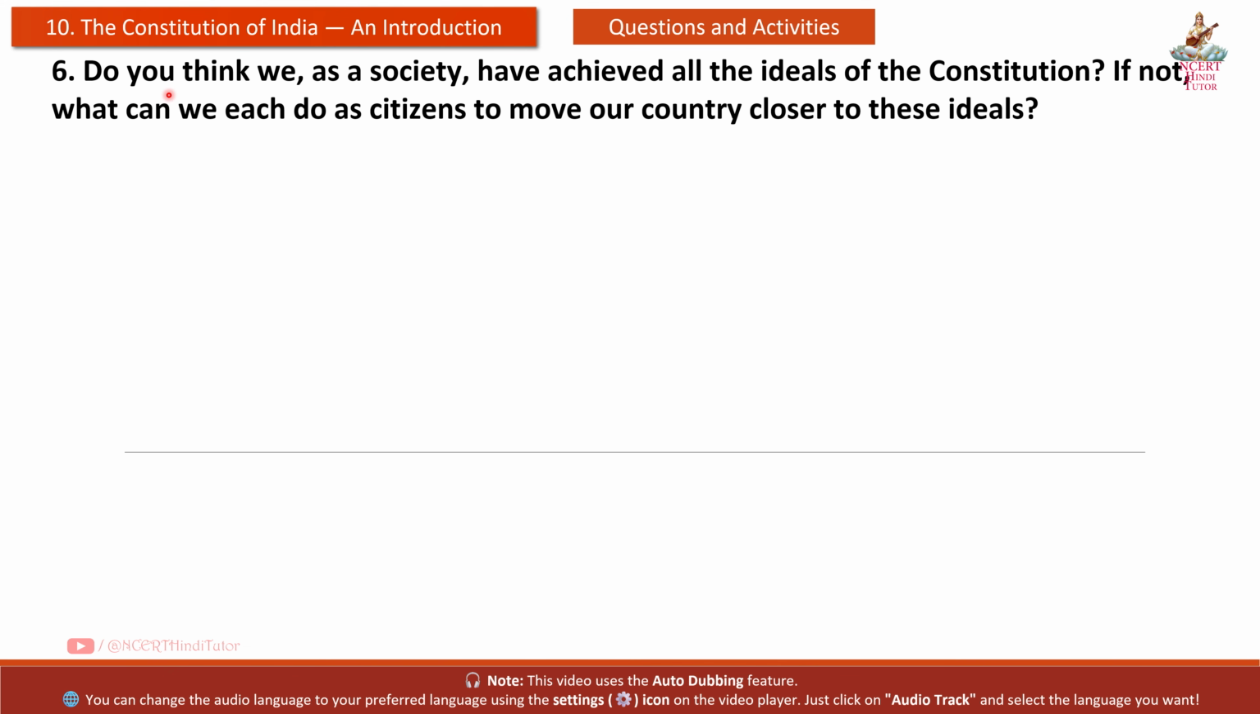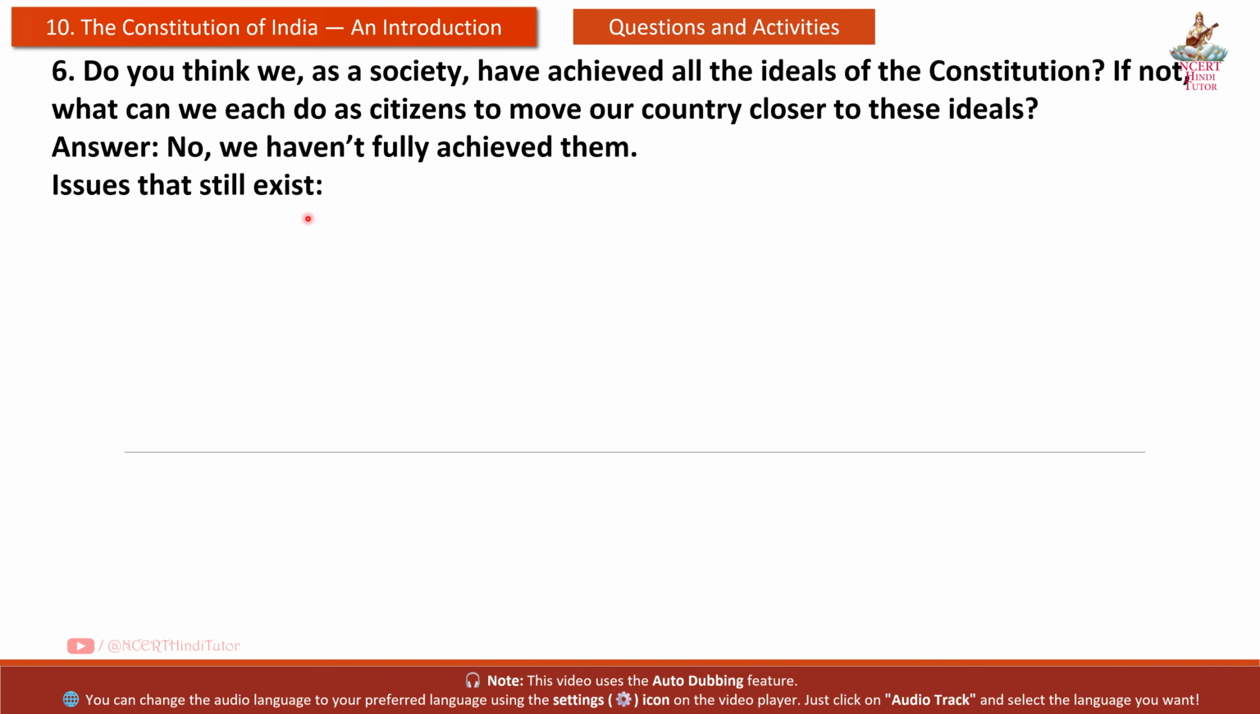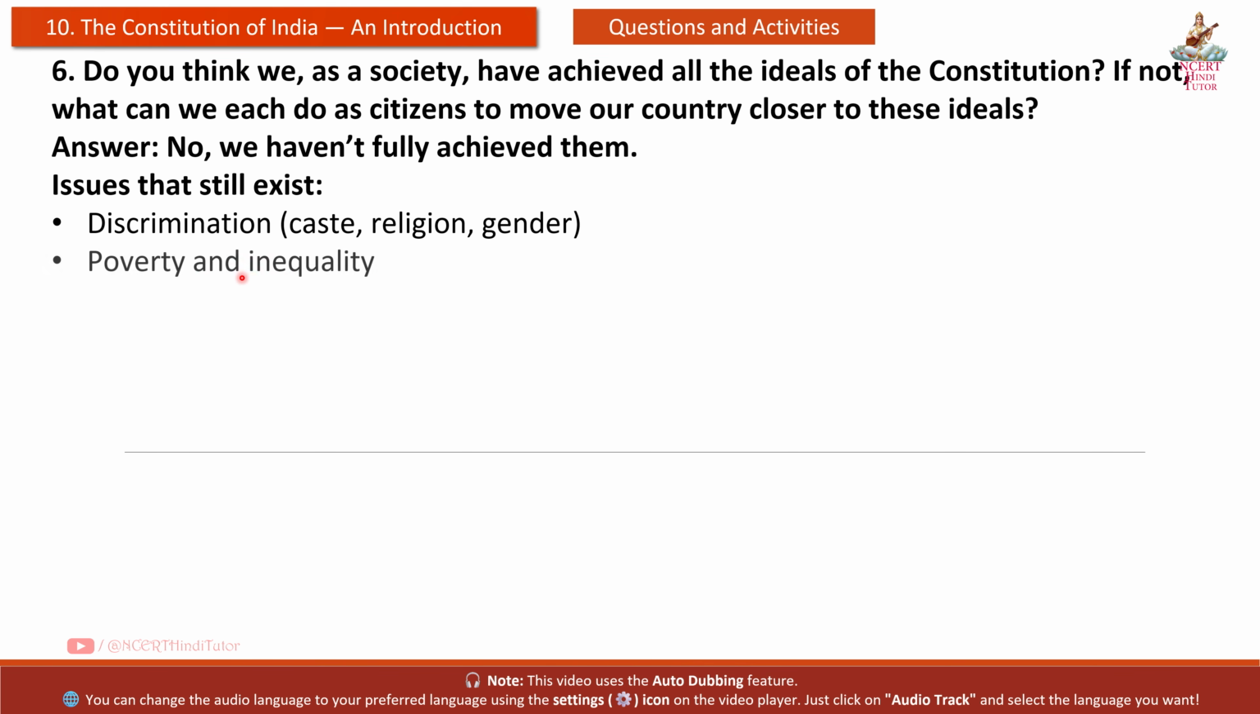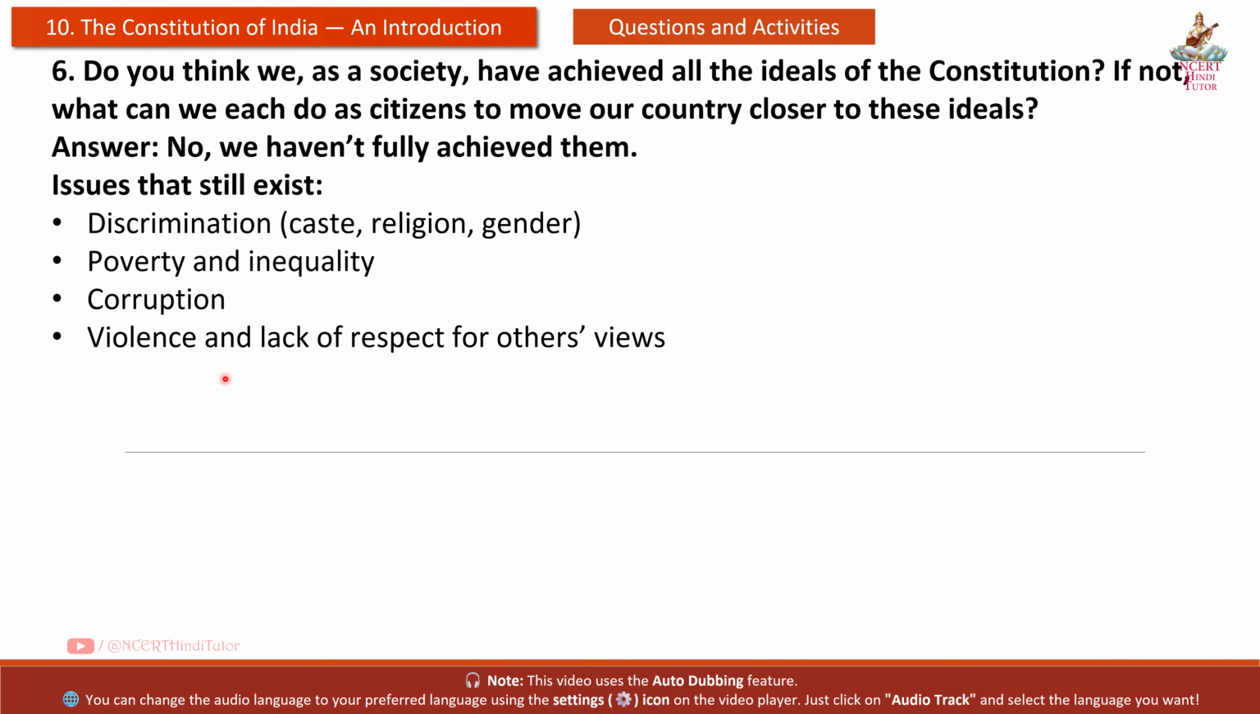Question 6. Do you think we as a society have achieved all the ideals of the Constitution? If not, what can we each do as citizens to move our country closer to these ideals? Answer. No, we haven't fully achieved them. Issues that still exist: discrimination, caste, religion, gender, poverty and inequality, corruption, violence, and lack of respect for others' views.